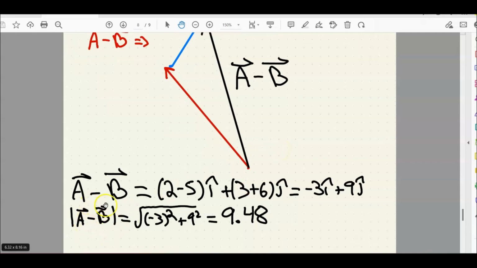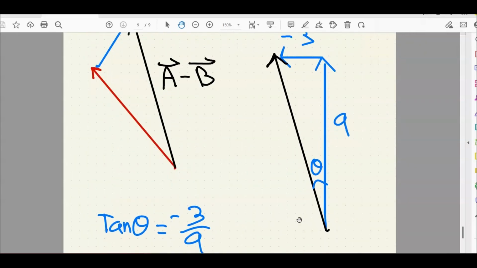Then the question is find a minus b in component form. So you take the x component of a minus the x component of b, plus the y component of a minus the y component of b. A minus b in component form is minus 3i hat plus 9j hat. The magnitude of a minus b is the square root of the components squared. That's 9.48. And then finally, we want to find the direction.